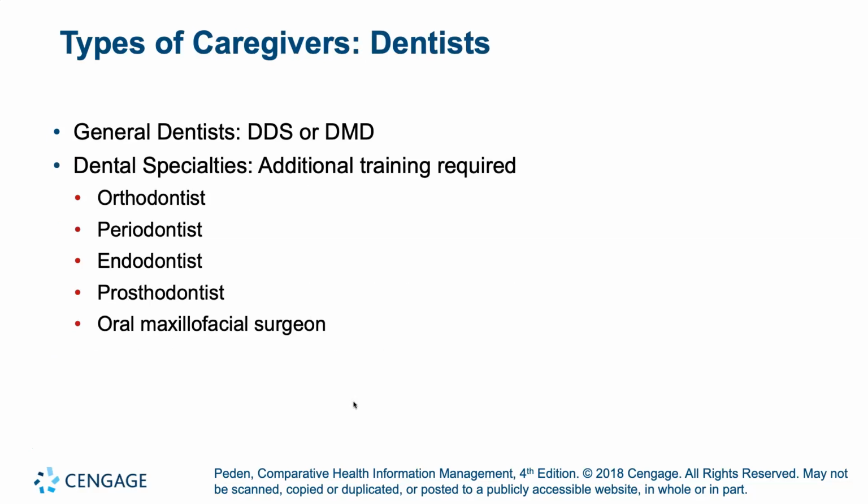Types of caregivers, and this begins on page 517 in your book. Dentists are usually DDS or DMD. Dental specialties where additional training is required are orthodontist, periodontist, endodontist, prosthodontist, and oral maxillofacial surgeon. An oral maxillofacial surgeon is actually an MD.